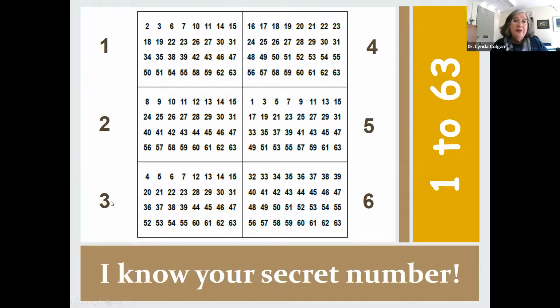The top number on card 2 is 8. The top number on card 3 is 4. 4 plus 8 is 12. So if we have a more complicated number, for example, I'm going to pick 41 as an example.